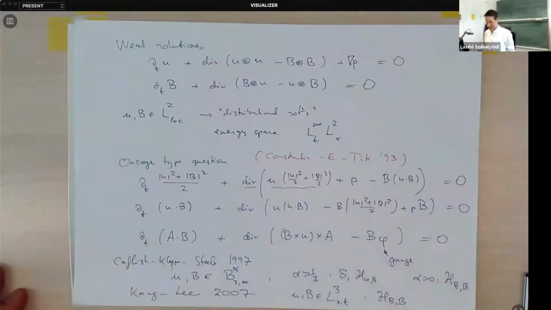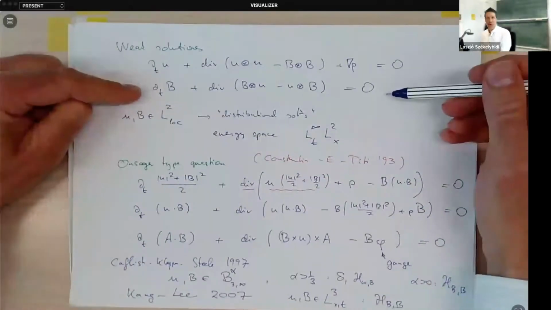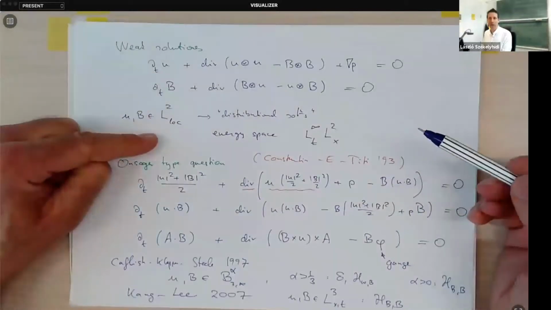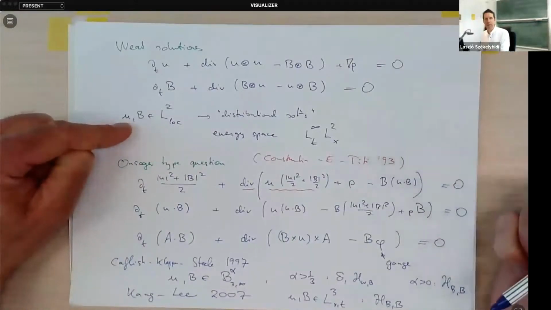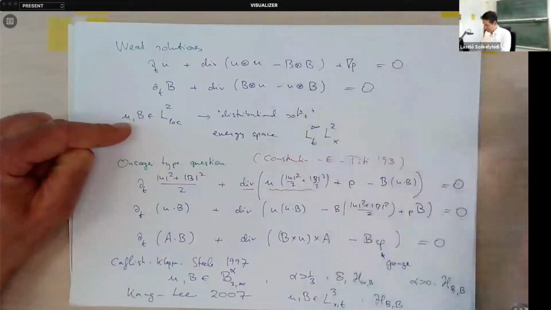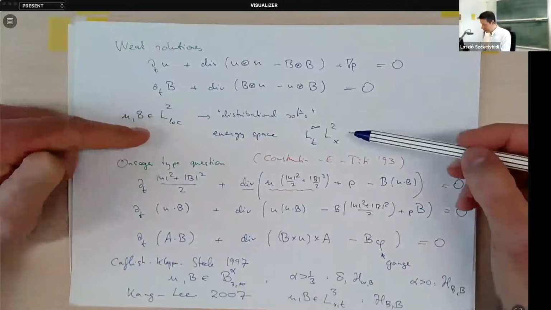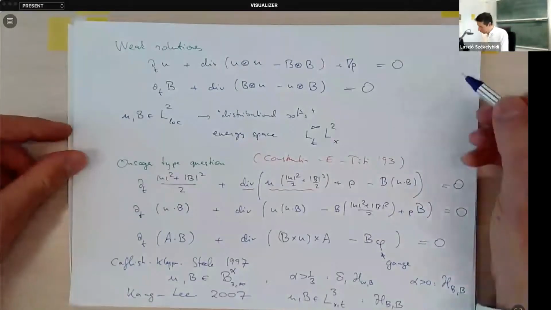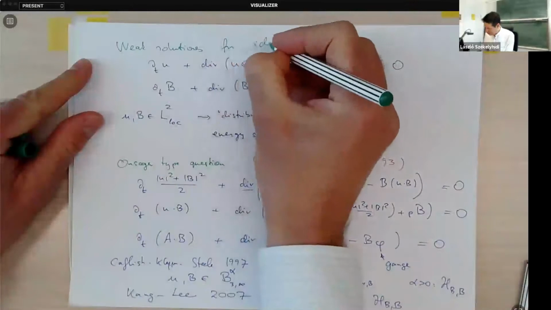This is already prepared. So of course you can write the equations in divergence form. And if you do that, you can talk about solutions as soon as U and B are locally square integrable in space-time, because then the distributional solution makes sense. And motivated by the fact that there is a total energy, the energy space would be defined as L infinity L2. And now I've already taken the ideal case. So these are the weak solutions for ideal MHD.